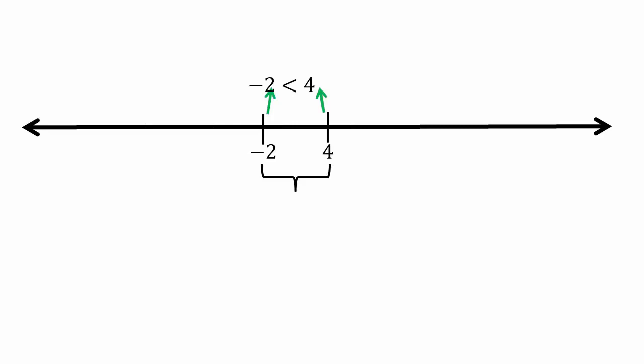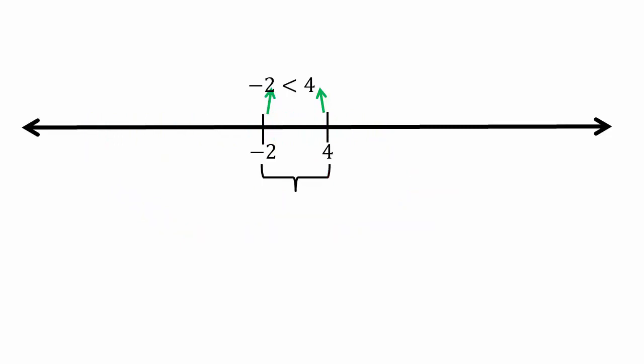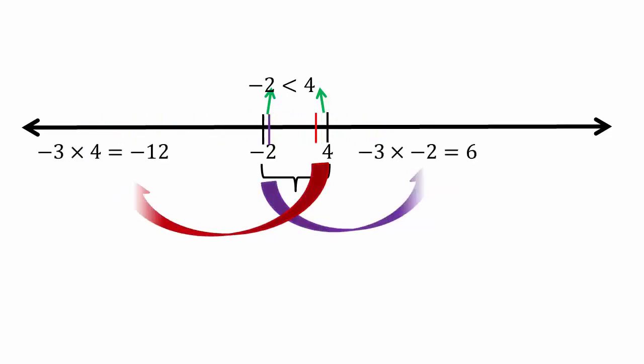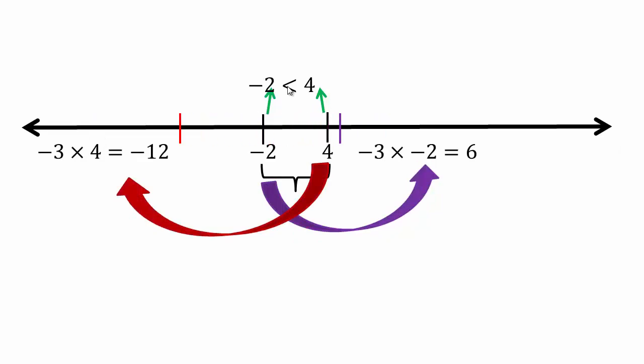So we have negative 2 is smaller than 4. So look what happens. Whoa. What just happened there? Let's do it again. Look at that. Negative 2 times negative 3 is 6. So instead of negative 2 going left, it went to the right. And 4 times negative 3 is negative 12, and it went to the left instead of going to the right. So watch again. Look at that.